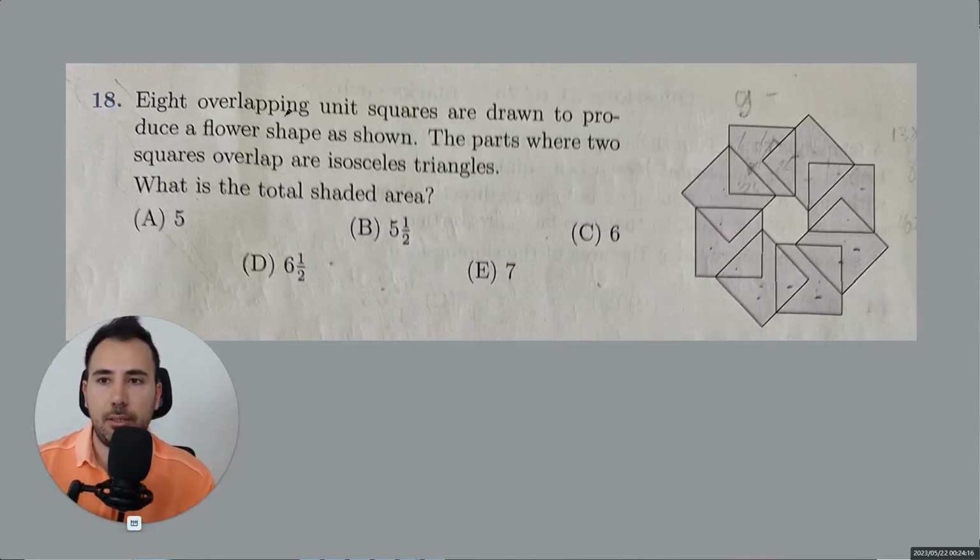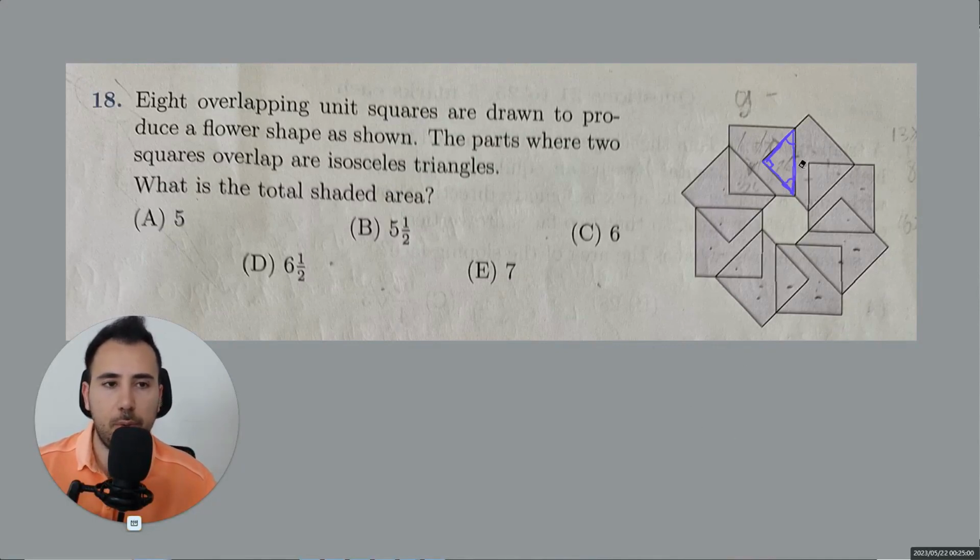We have 8 overlapping unit squares. So each side is going to be 1. They're going to be unit squares. Are drawn to produce a flower shape as shown. The parts where 2 squares overlap are isosceles triangles. So that's an isosceles triangle. So this is 90 degrees. These are 45 and 45. What is the total shaded area?